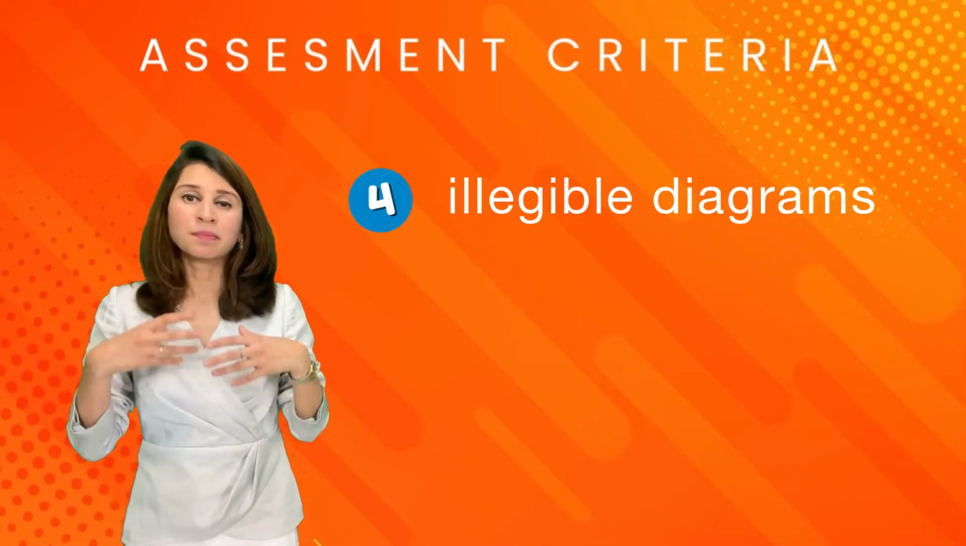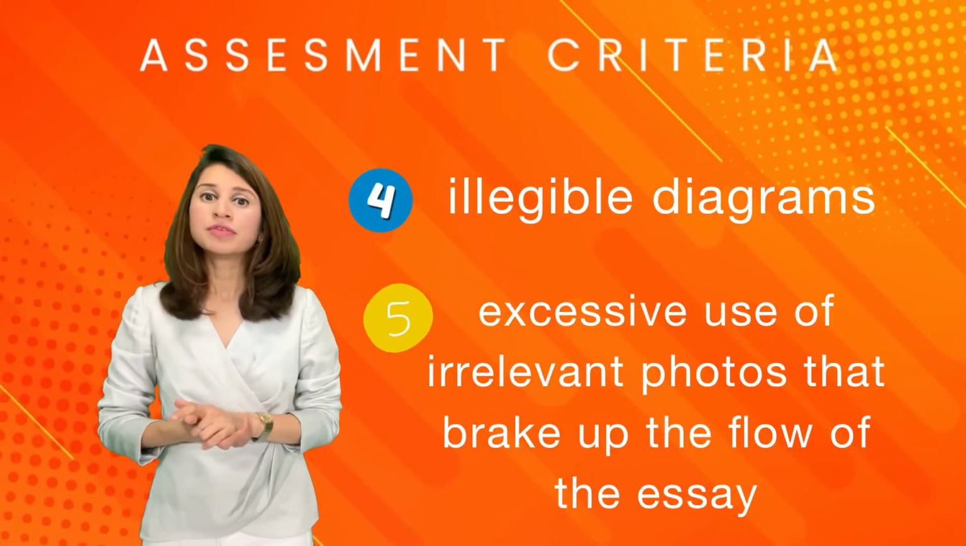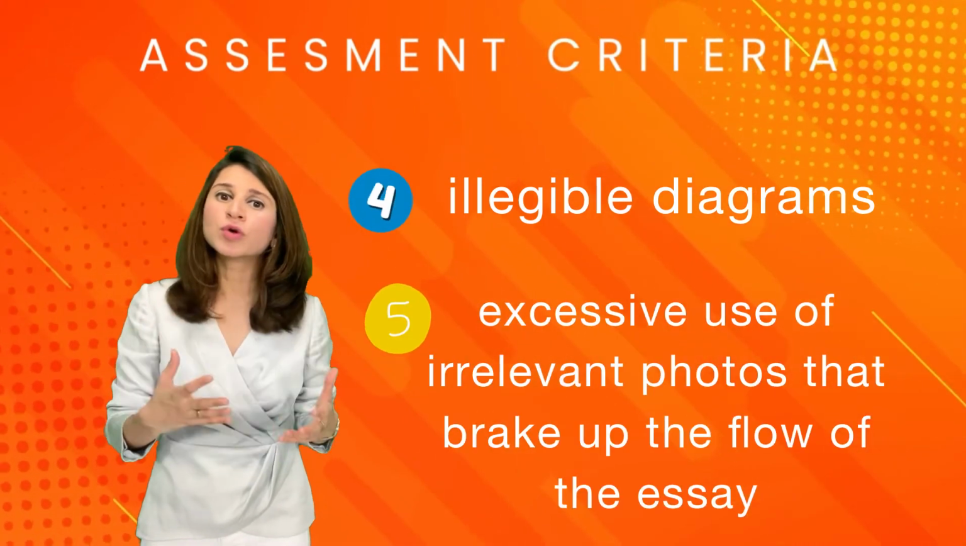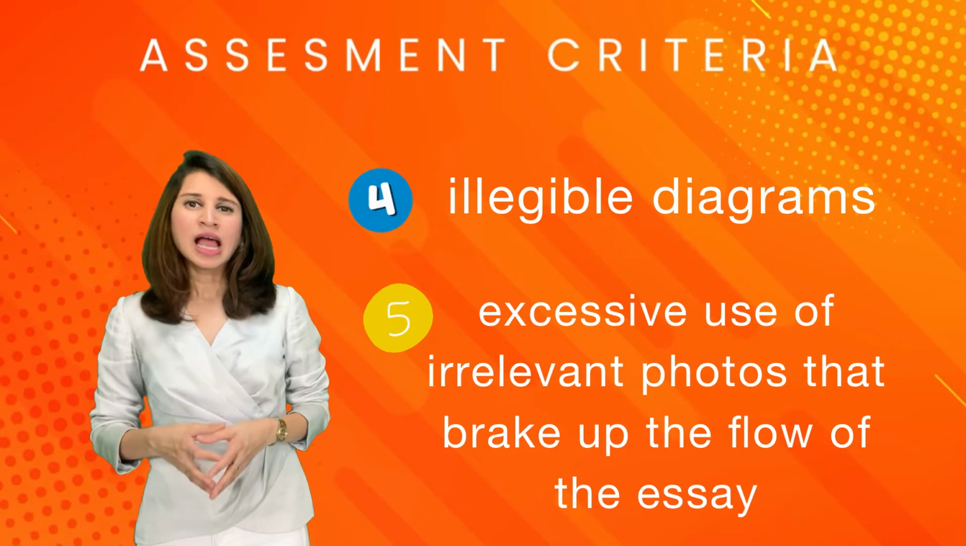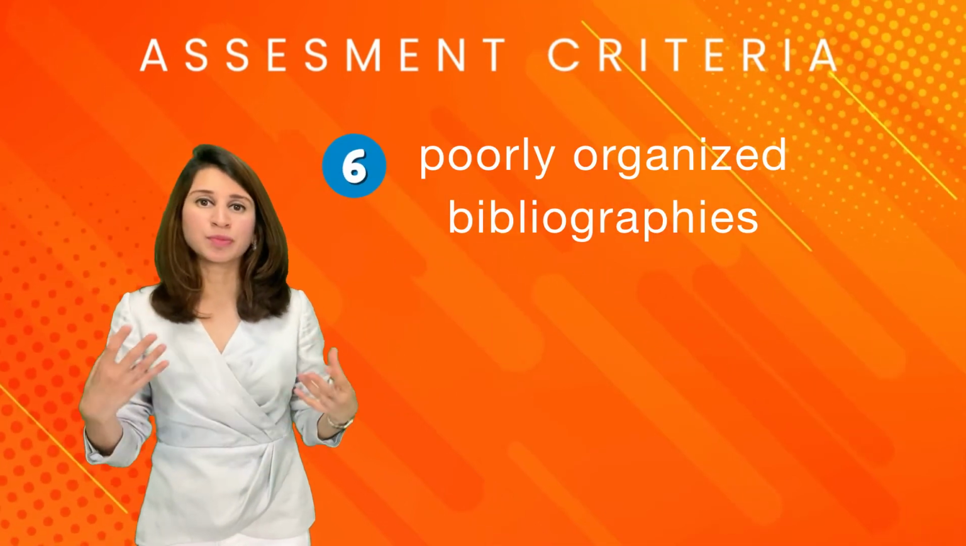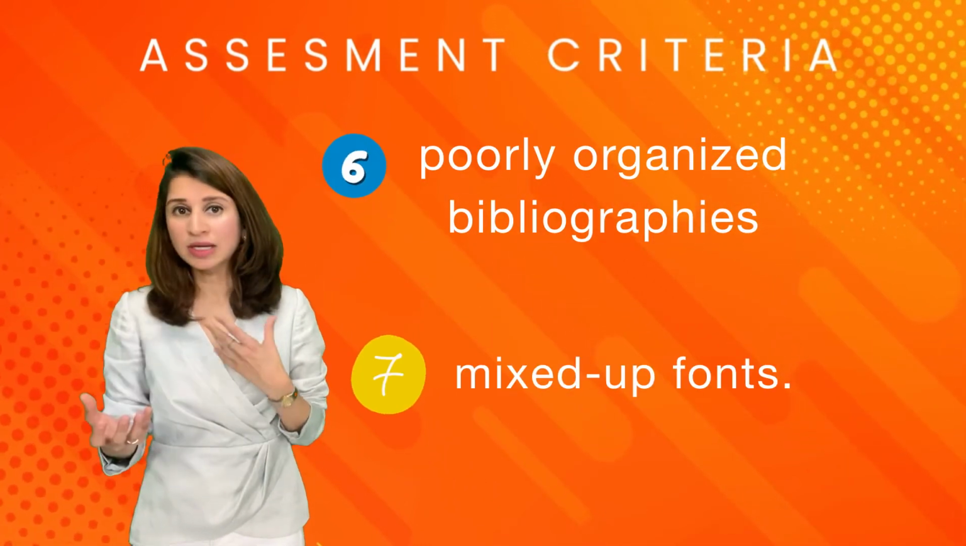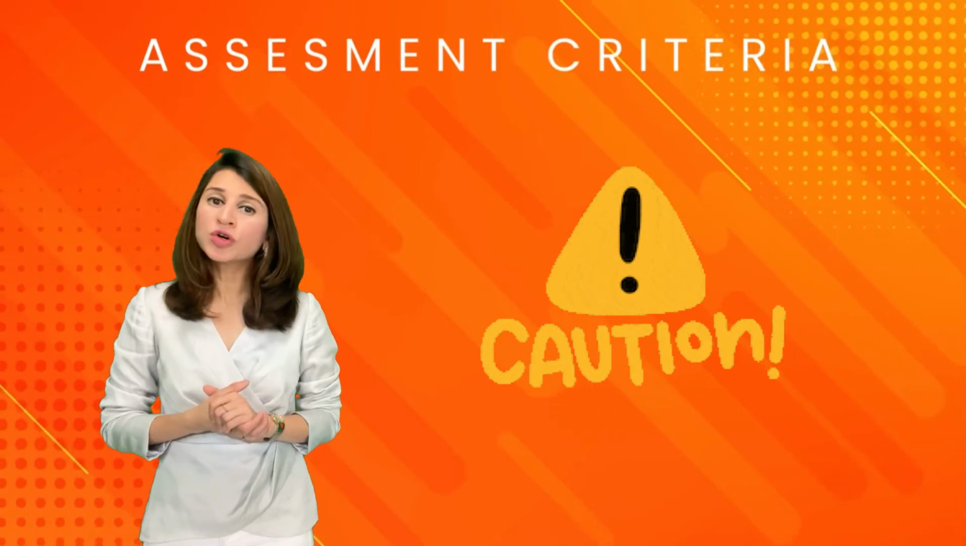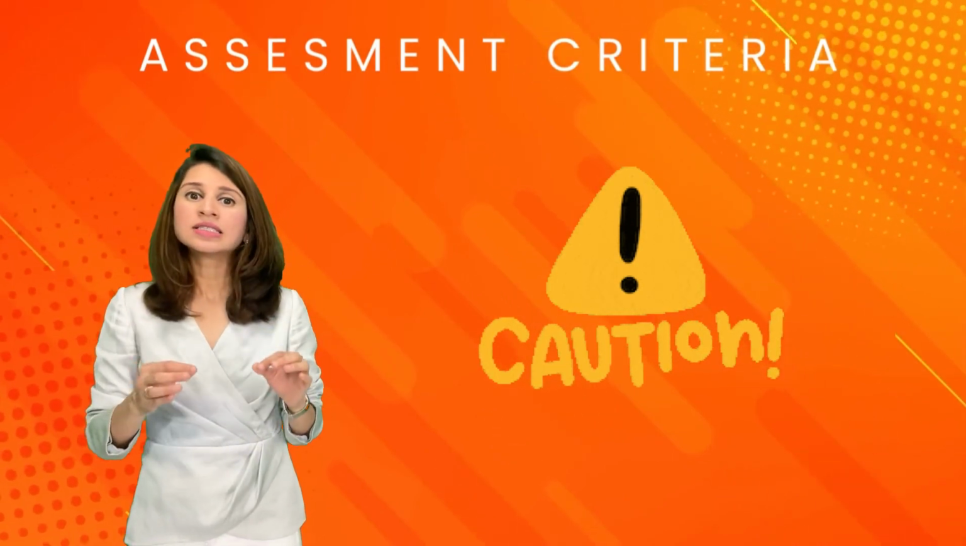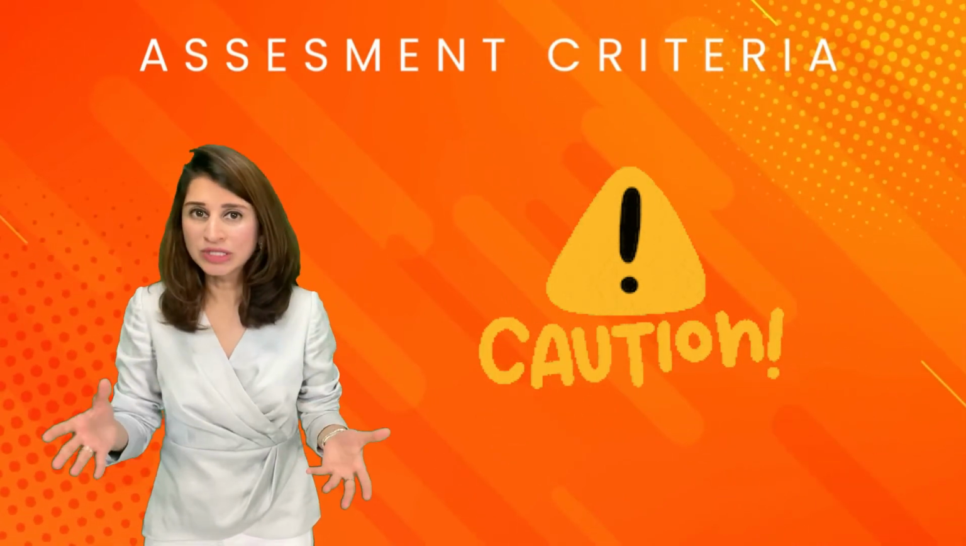The fourth is bad and wrong diagrams. Fifth is excessive use of irrelevant photos that break the flow of the essay. And the sixth is poorly organized bibliographies. And lastly, mixed up fonts. So make sure you don't make these mistakes. And this is really the easy part where you can score.